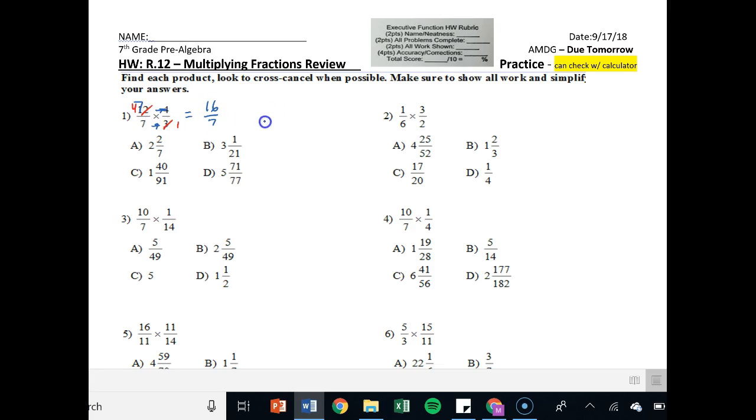And now I have to change this to an improper fraction. I'm going to show, to a mixed number. I'm going to show my work. 7 goes into 16 twice, with 2 left over. So 2 and 2 sevenths, and I'm going to circle my answer.